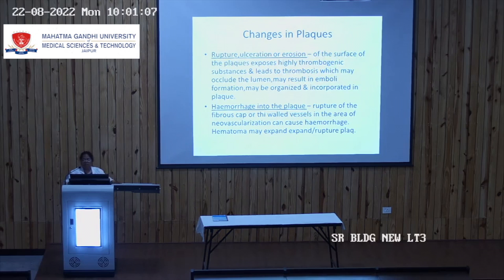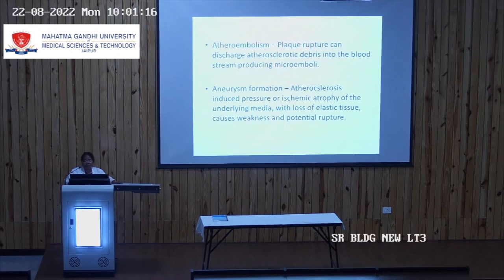So changes in the plaque can occur: rupture, ulceration, erosion, hemorrhage. All these will lead to blockage of the lumen and will result in ischemia. Also, the plaques can rupture and they can discharge emboli, which can go to distant areas of the body, or if the atheroma causes pressure on the media, it will result in aneurysm formation. And then the aneurysm can rupture anytime and can cause mortality.